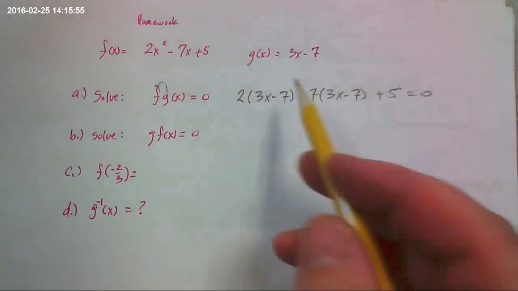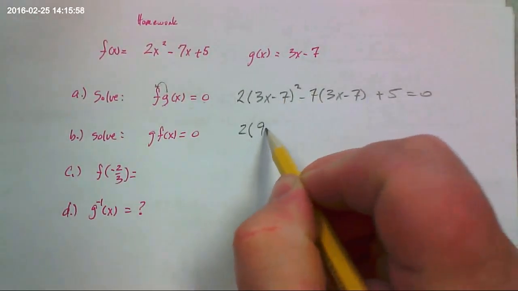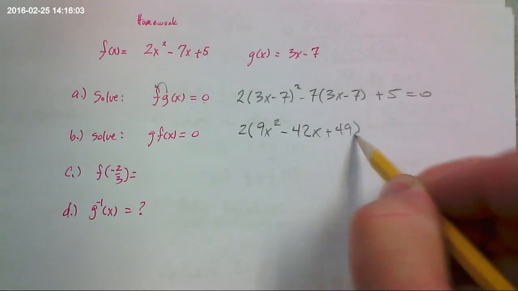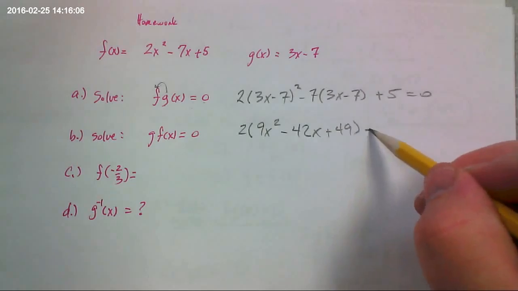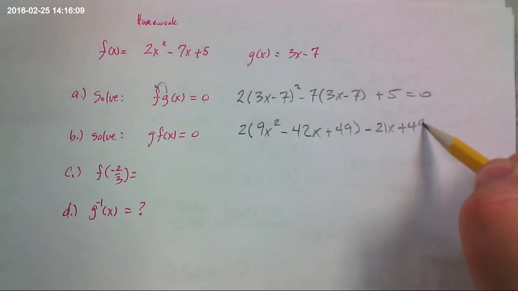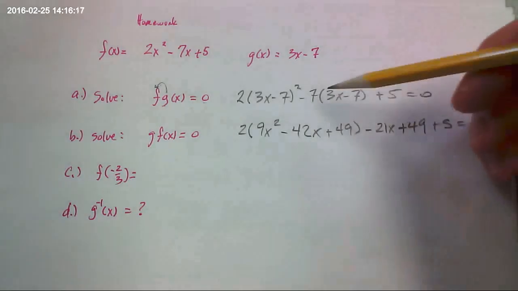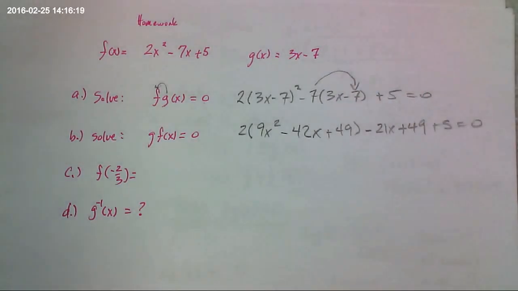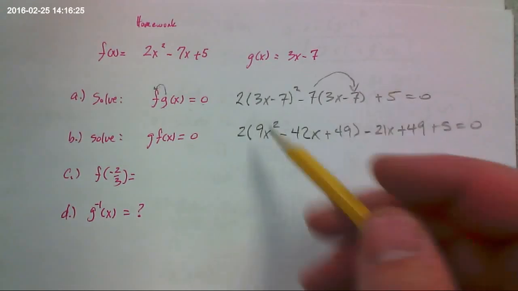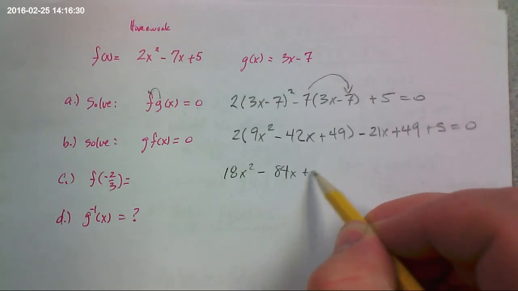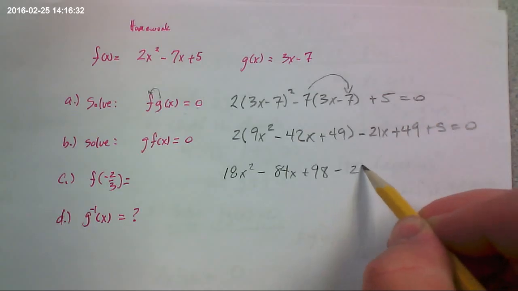Okay, Jesus, you ready? You got to square this, and it's going to be 9x squared minus 42x plus 49. Is that true? Yes. Okay, don't mess this up. 21x plus 49 plus 5. Why is it plus 49? Yeah, plus 49, negative times a negative. Right, Anna? Okay. Now, let's see here. We got to distribute, so we get 18x, 84x, 98. Is that okay? Yep.